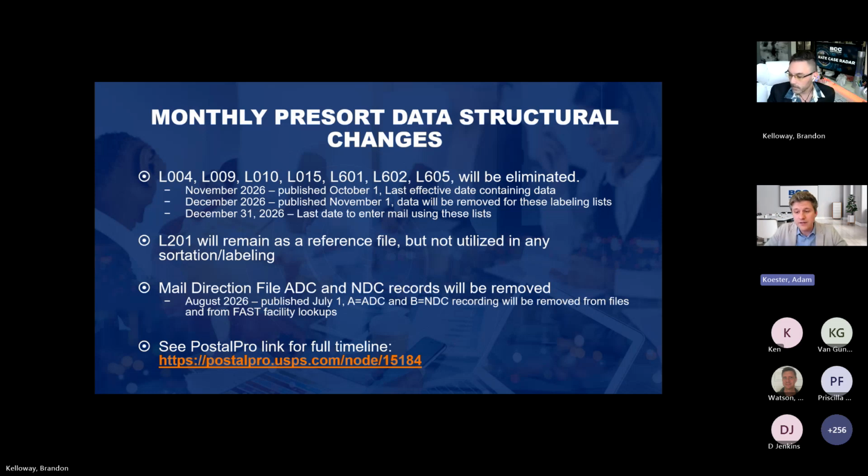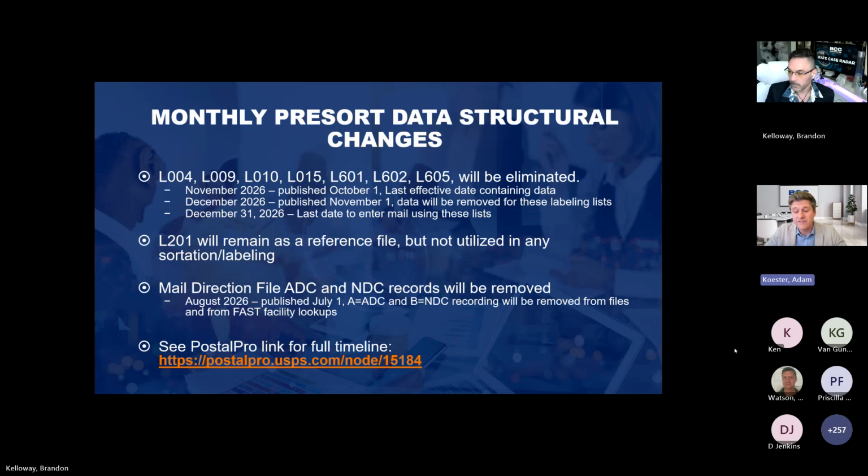As a result, the mail direction file that has ADC and NDC records for drop shipping, those records will be removed starting July 1st published and August effective. That means every record in that file that has an A equals ADC or B equals NDC will no longer exist in that mail direction file. They will also be removed from the FAST mail direction lookup as well.